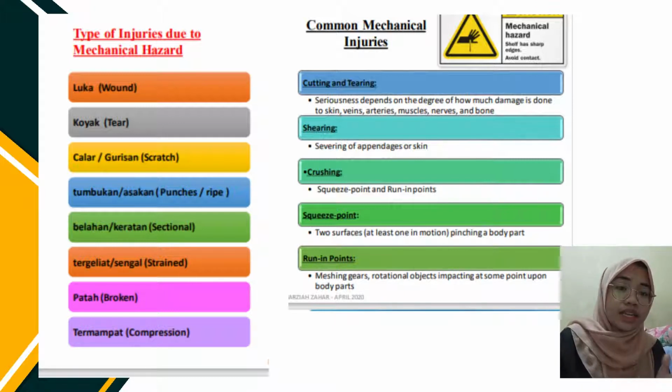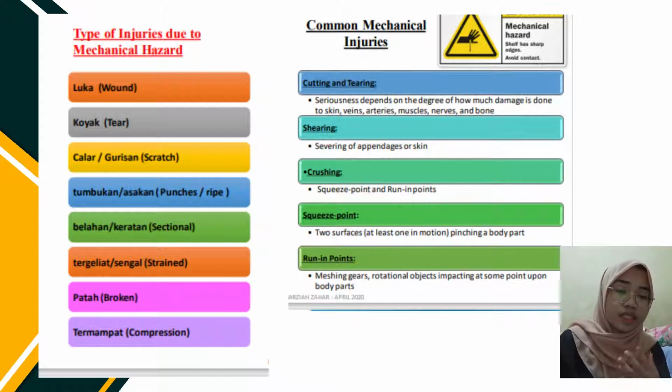Next is crushing. A crushing injury occurs when force or pressure is put on a body part. This type of injury most often happens when a part of the body is squeezed between two heavy objects, and the damage related to crush injuries can include bleeding, bruising, and also broken bones.